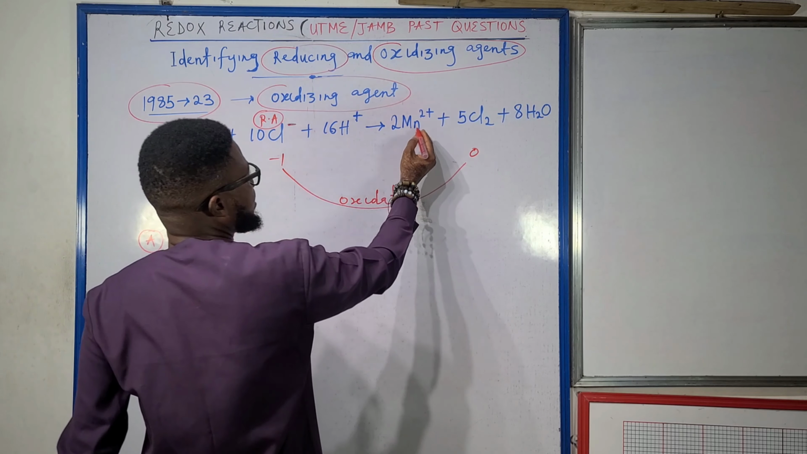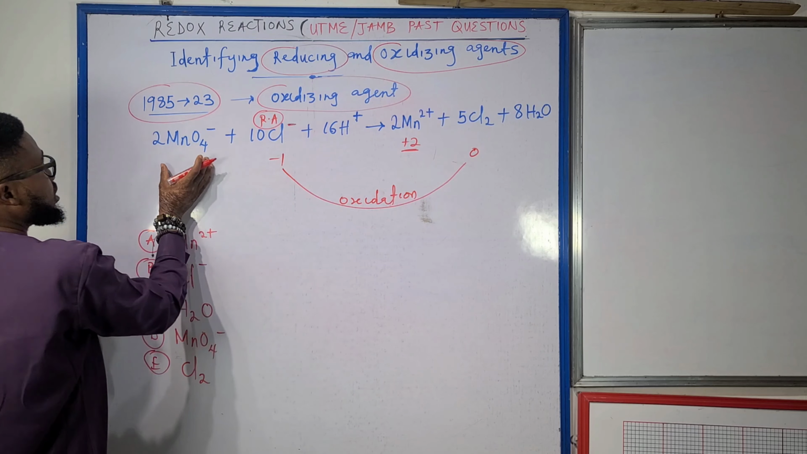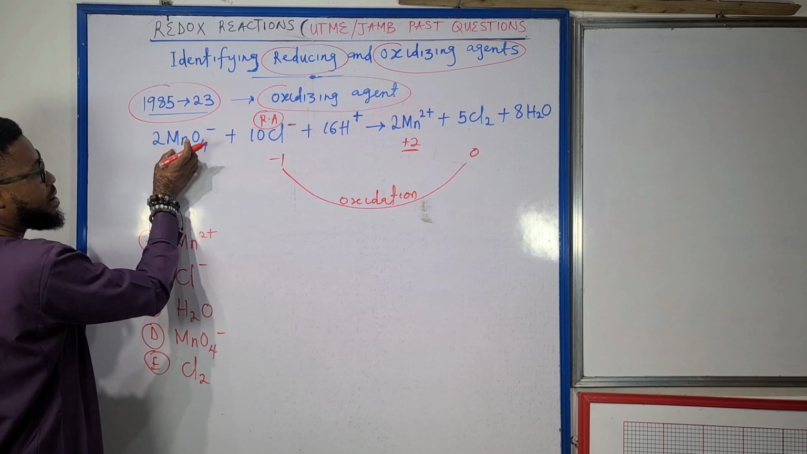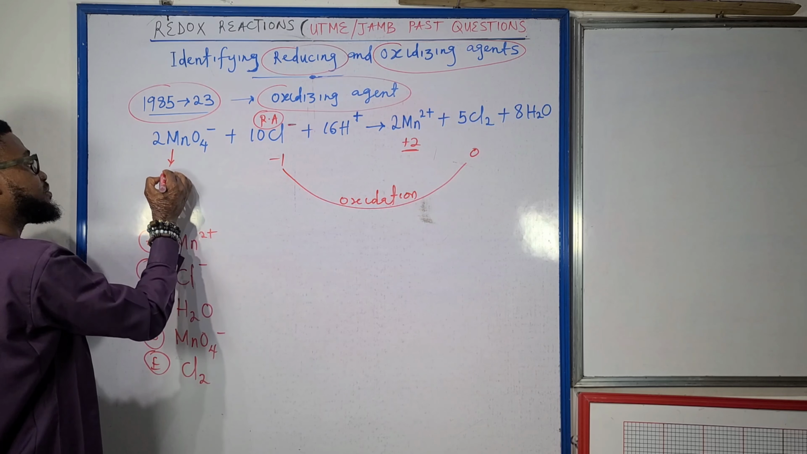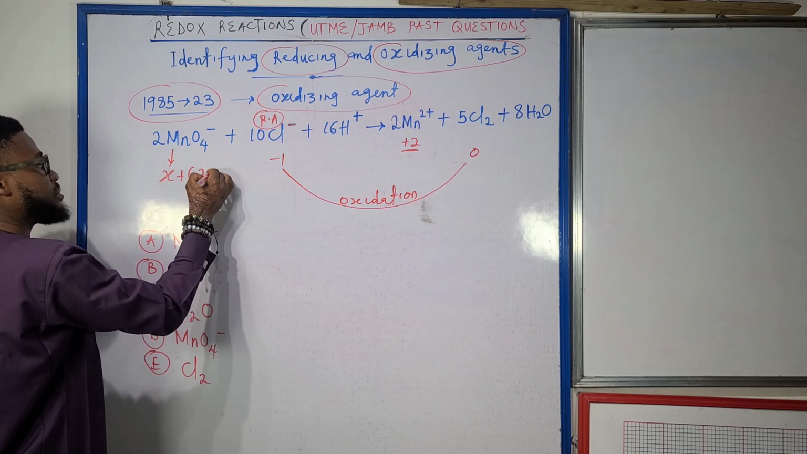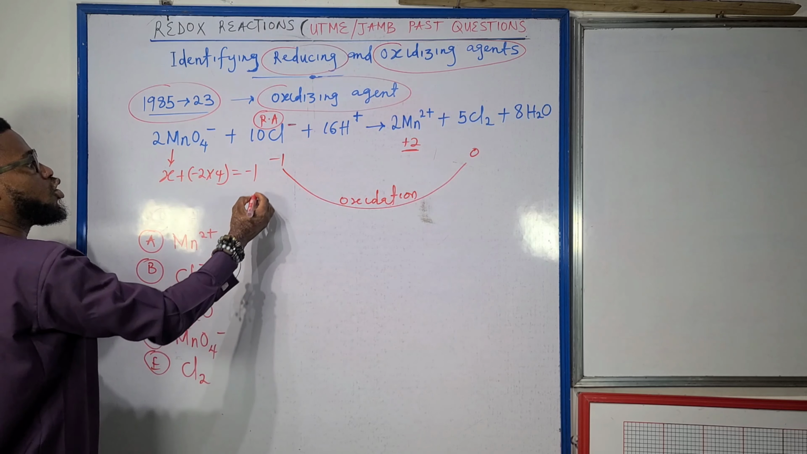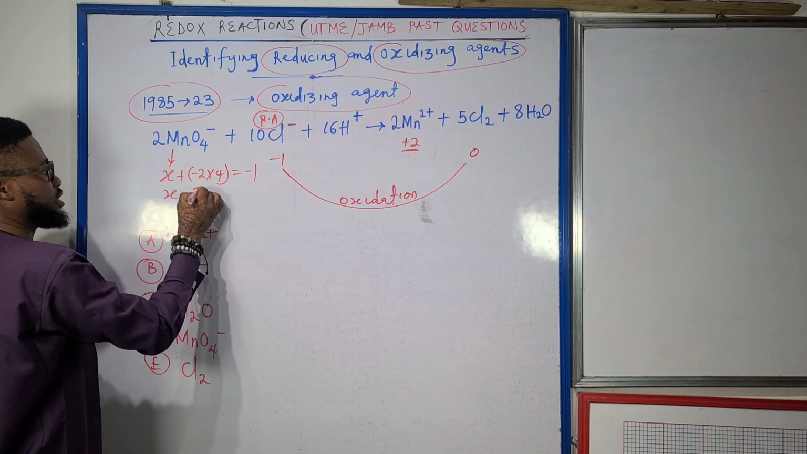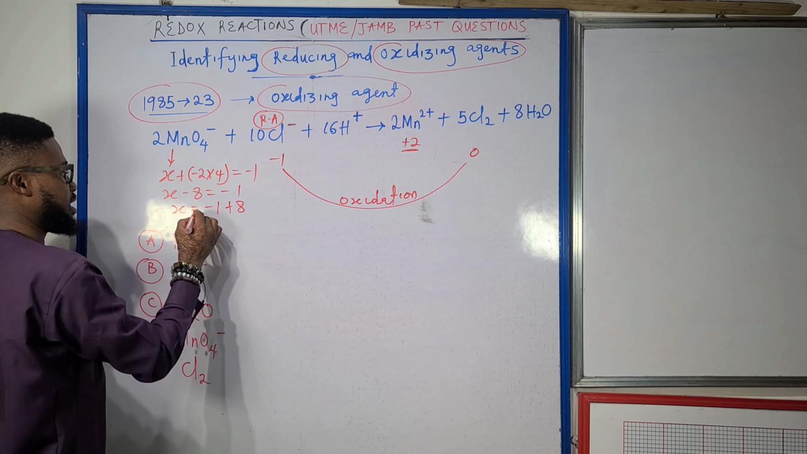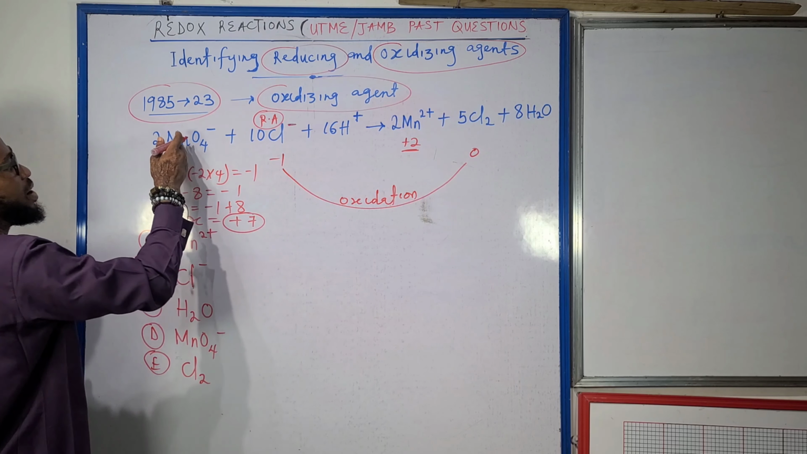When I look at manganese here, it is +2. Let me try and look for the oxidation number of manganese here. From MnO4 minus, let my manganese be X. Oxygen is -2, so -2 times 4. Everything equals -1. That is how we calculate oxidation number. So this will be X minus 8 equals -1. So X will be -1 plus 8. So my X here is going to be +7. That means that my manganese is +7.